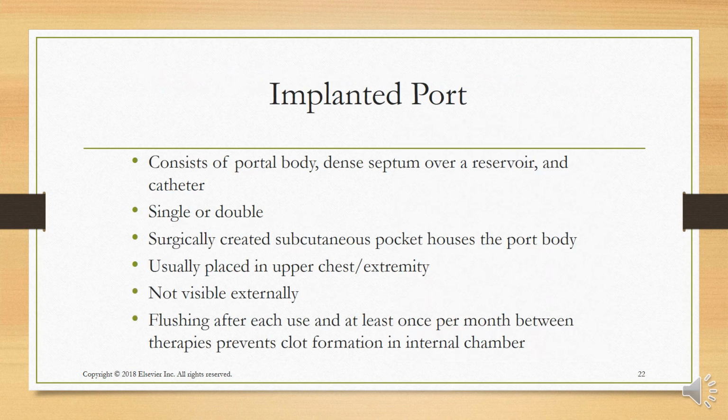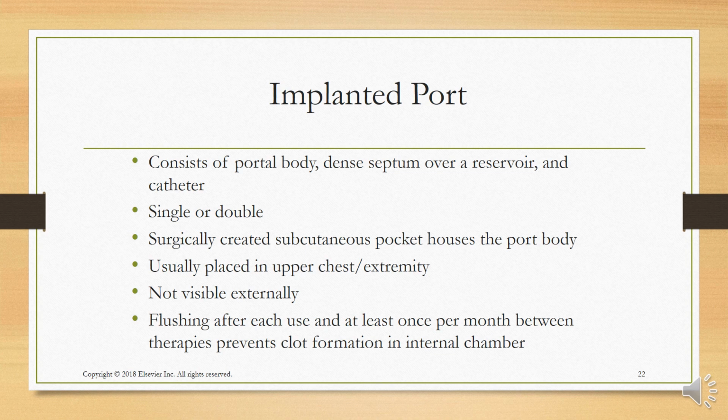An implanted port. This has a little portal body and a deep septum over a reservoir and a catheter. They can be single or double lumen, and to be able to have a port, you do have to have a surgical intervention. So in the surgery, they create a little pocket in the chest that houses the port body, and usually it's not visible. The port is not visible externally.